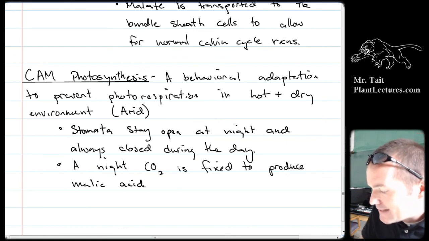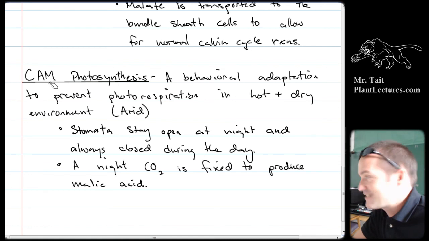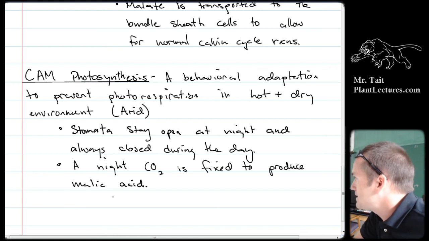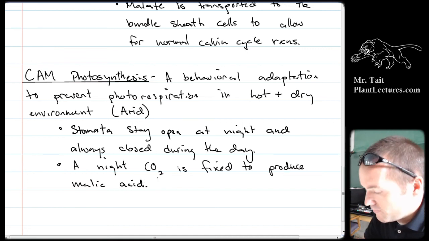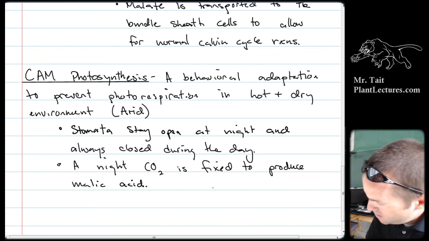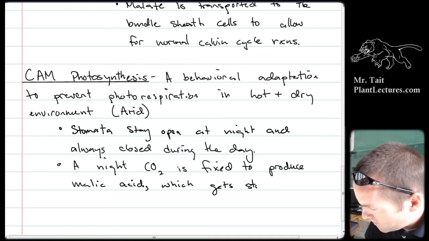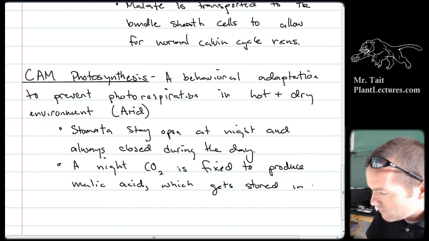And the malic acid is where it gets its name from. CAM actually stands for Crassulacean acid metabolism, right? Which you can just think of as acid metabolism because it's using malic acid, right? And that malic acid that's being made at night is going to be stored in the central vacuole. Okay, so to produce malic acid, which gets stored in the central vacuole.